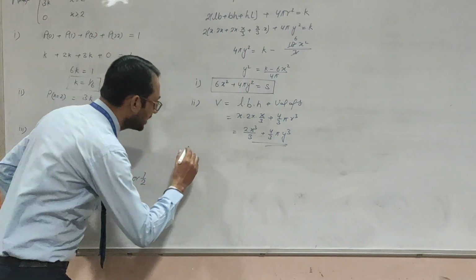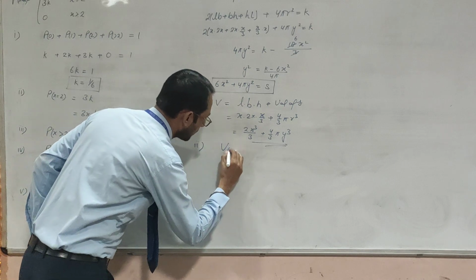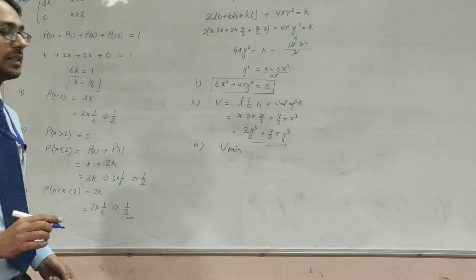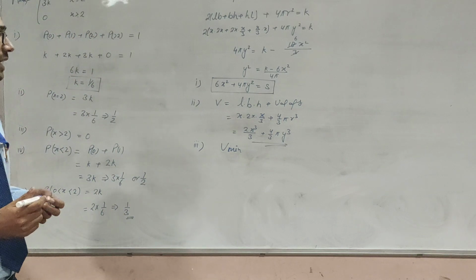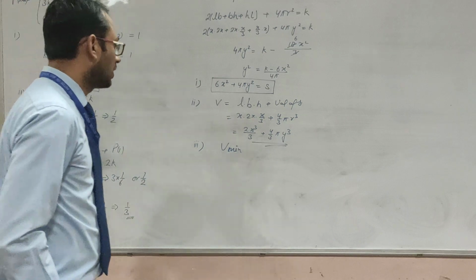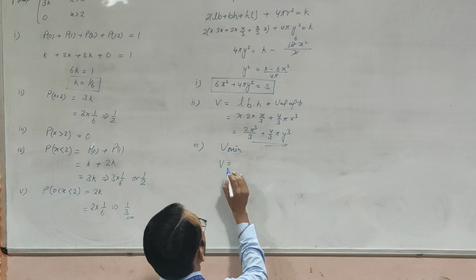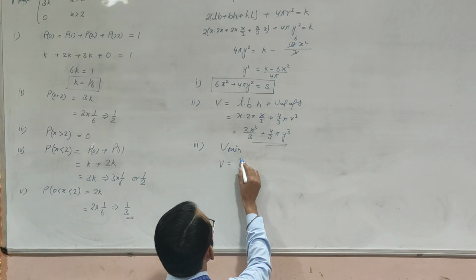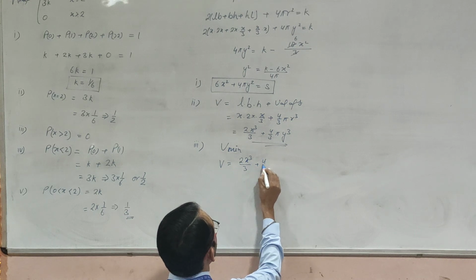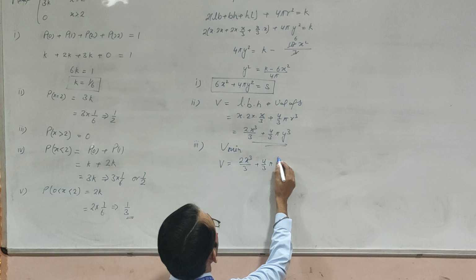Now the third part is, if V is minimum, then the relation between x and y is. V is minimum. For minimum, what do we need to do? We need to convert the volume into one term. So 2x cube by 3 plus 4 by 3 pi, and the value of y we are going to put from there, k.